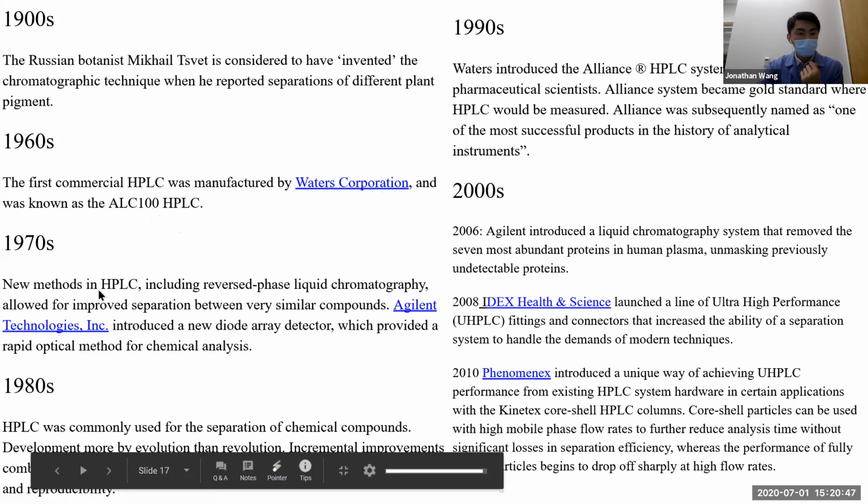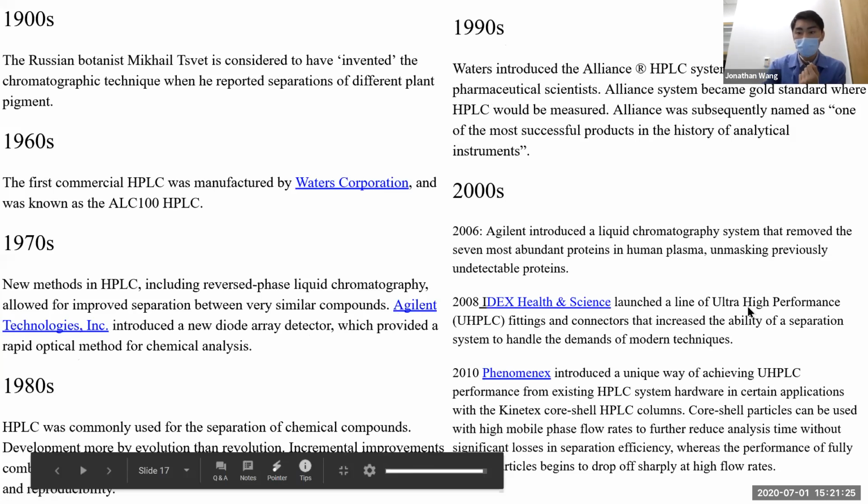Next, in the 70s, Agilent Technologies introduced a very good light detector to look at the wavelength properties of samples, and that was a much more rapid method of chemical analysis. In the 80s, there were many stepwise improvements to the whole system, increasing pressure and resolution of your samples. And in the 90s, the decade I was born, if you can imagine, Waters introduced the Alliance HPLC system. That was mainly targeted for pharmaceutical sciences.